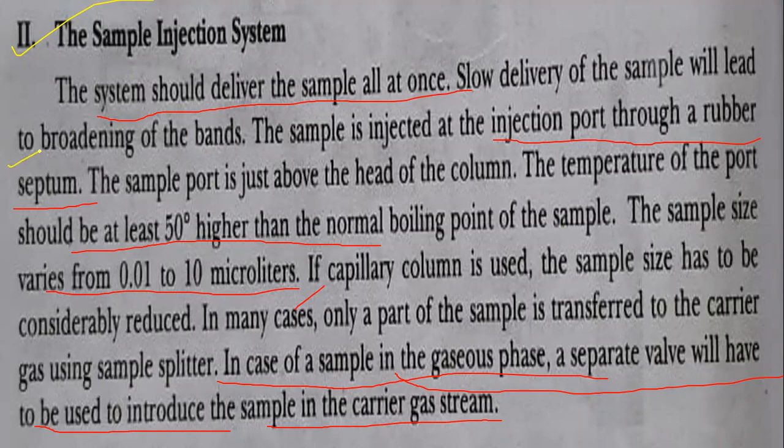So this is the basic requirement. And the temperature of the port should be at least 50 degrees Celsius higher than the normal boiling point of the sample. Okay, the sample size may vary from 0.01 to 10 microliter. If a capillary column is used, the sample size is considerably reduced. Okay, and in many cases, only a part of the sample is transferred to the carrier gas using a sample splitter. In the case of a sample in the gaseous phase, a separate valve will have to be used to introduce the sample in the carrier gas stream.